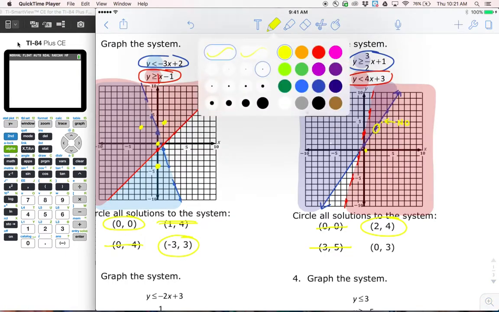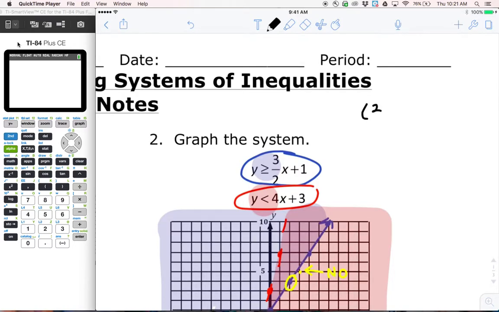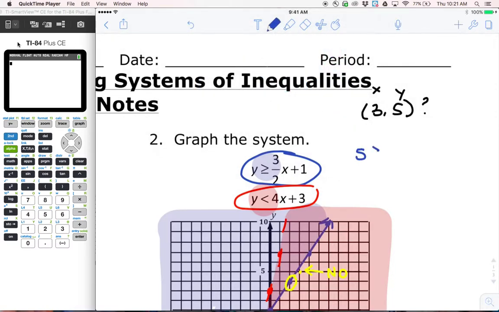And this is kind of yesterday's lesson. Let me kind of help you review here. So if I want to know, is the point (3, 5) a solution, I'm going to plug it in. So this is my x and this is my y. So this inequality right here in blue would be 5, for the y value, is less than or equal to 3 over 2 times x, which is 3, plus 1. So I would say 5 is less than or equal to 4.5 plus 1. Let's see, so the right side of this would work out to be about 5.5.